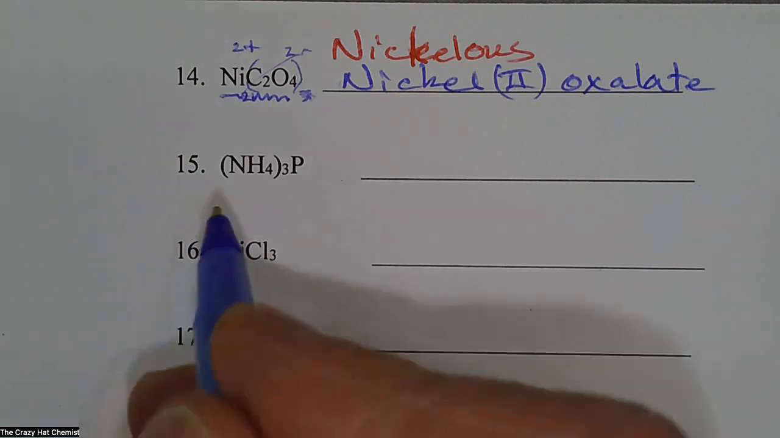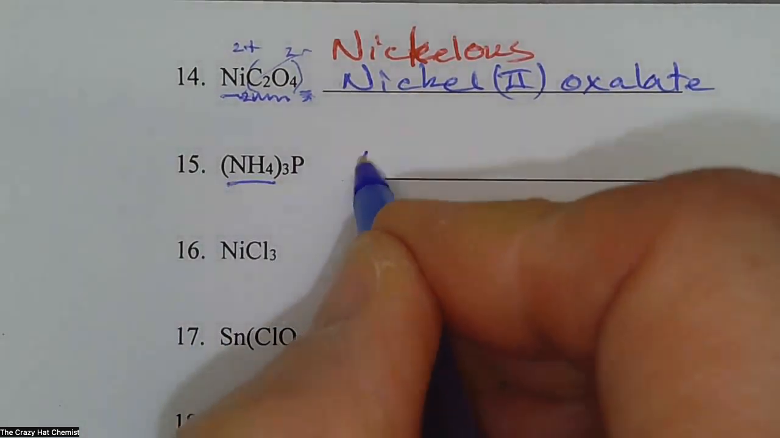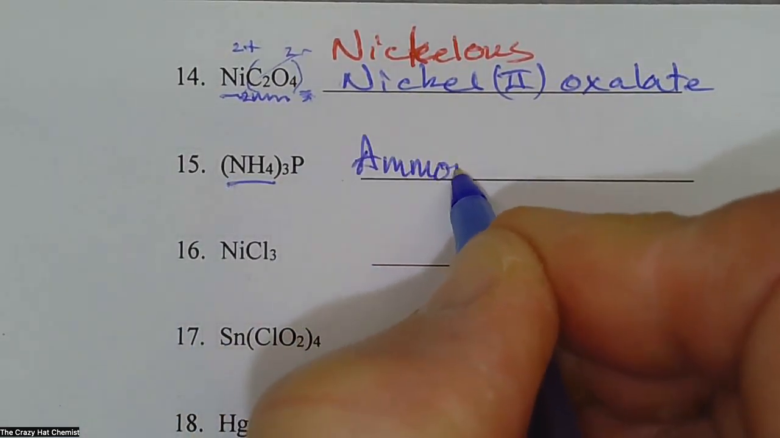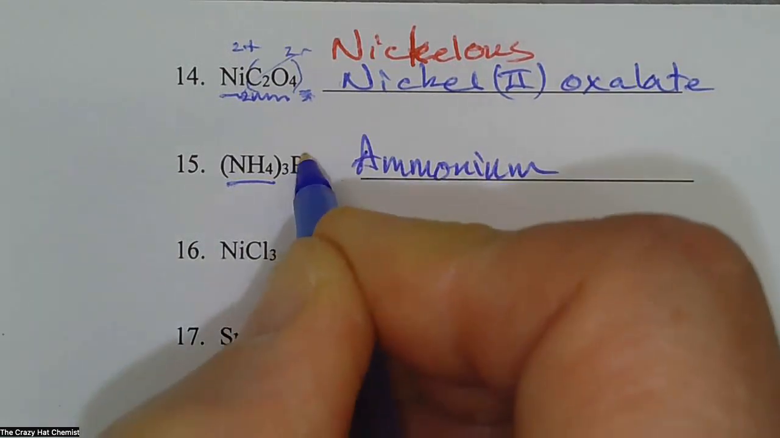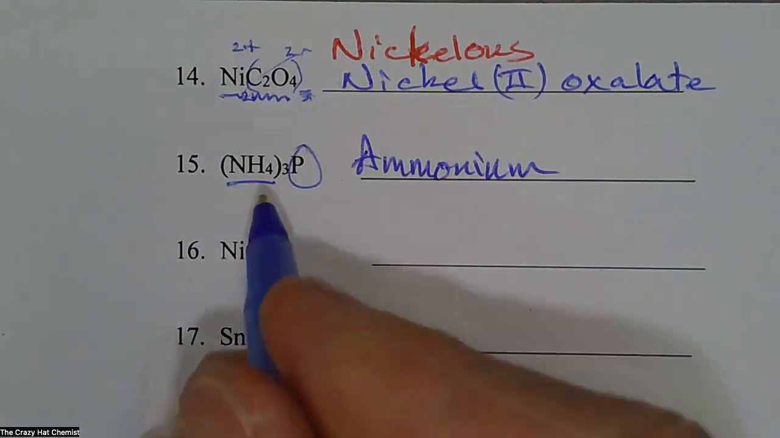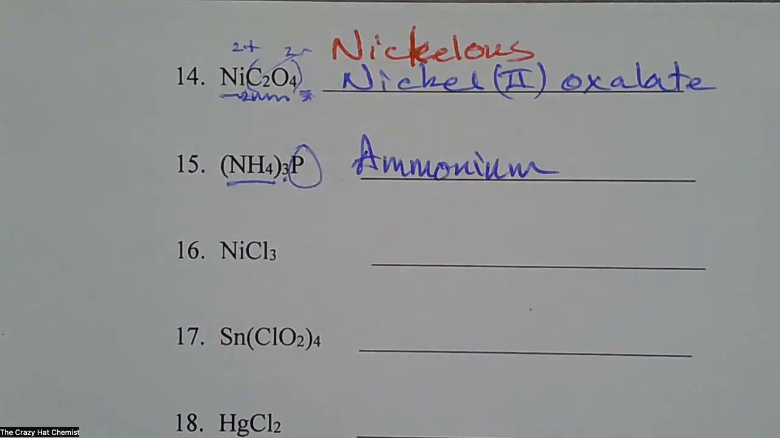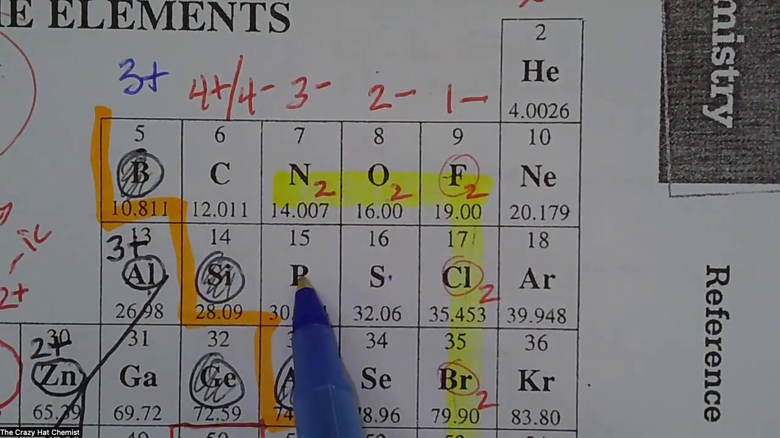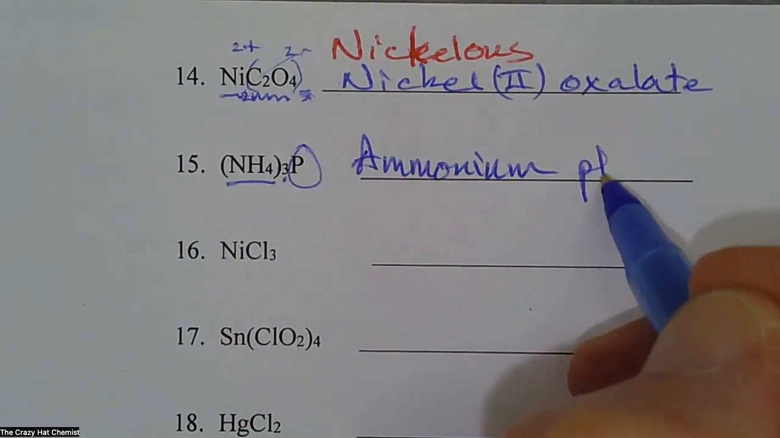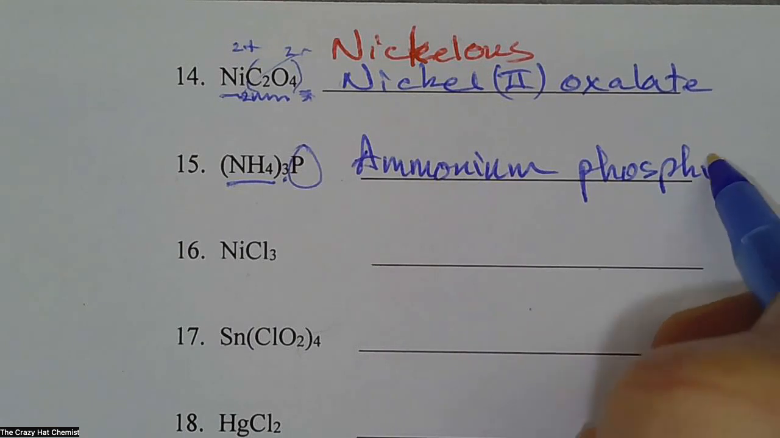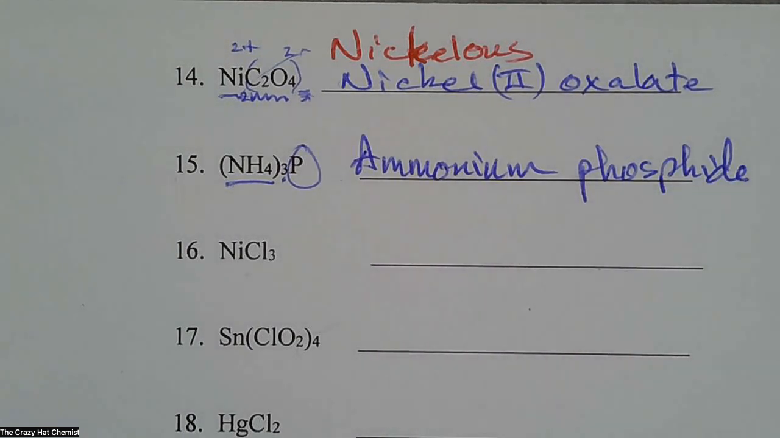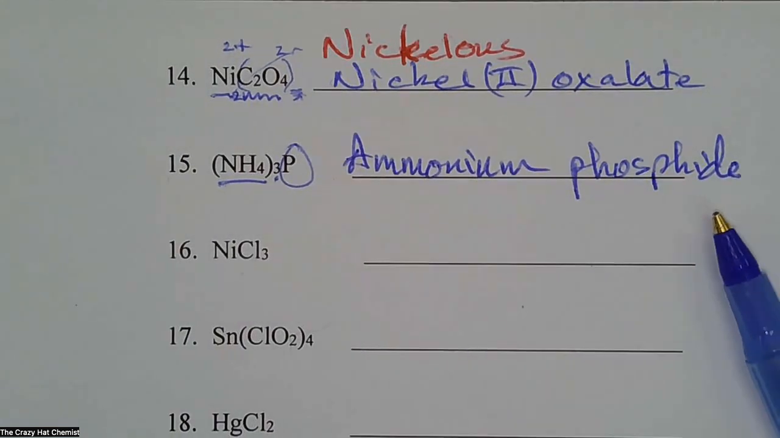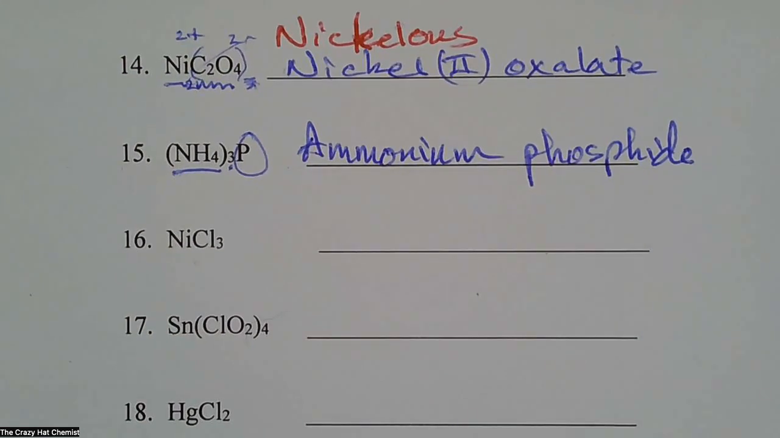All right, our next one is ammonium. And then this is just an element, and its charge is a 3 minus, and you can clearly see that right here. There it is, phosphorus, and that is going to be a phosphide, right, because it's a non-metal and it has an IDE ending on it. So that's ammonium phosphide.